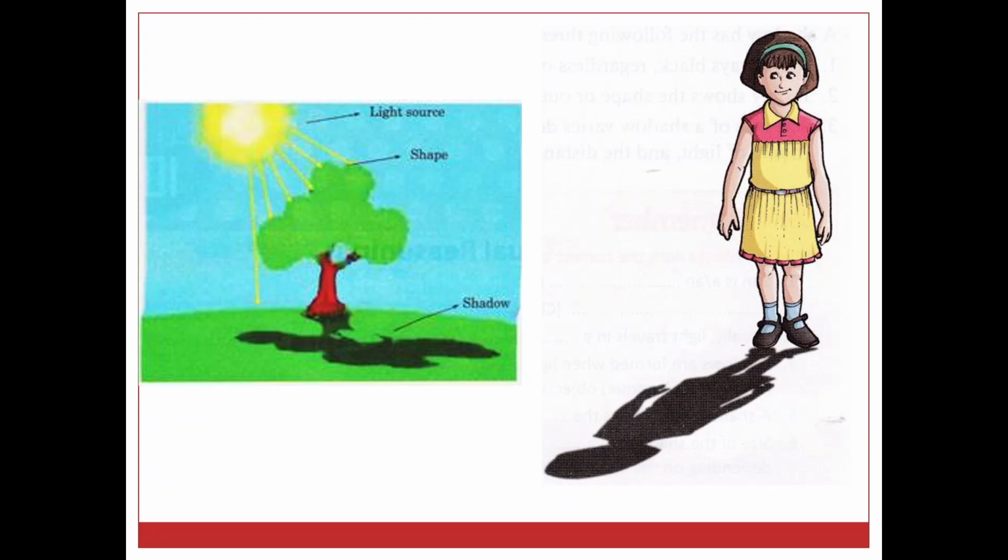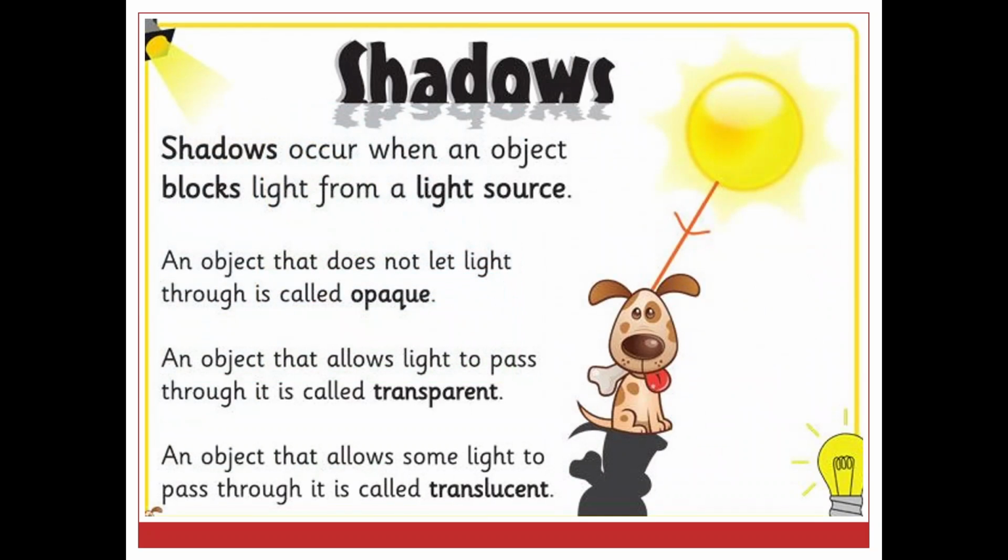Did you ever see a shadow or shadows of other things around you? Why do you think the shadow is formed? Shadows occur when an object blocks light from a light source.